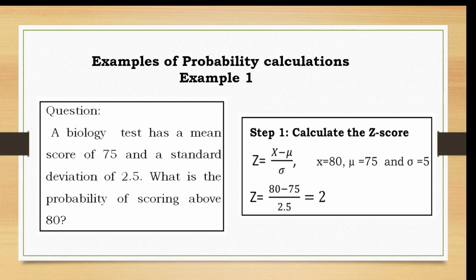Example: a biology test has a mean score of 75 and a standard deviation of 5. What is the probability of scoring above 80? Step number 1, calculate the z-score. The z-score is given by (x minus mu) over sigma, where x is the raw score, which is 80, mu is 75, and sigma, the standard deviation, is 5. By substituting these values in the formula, you'll get a z-score of 2.